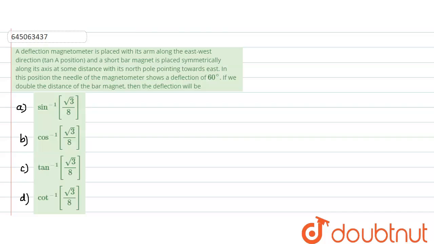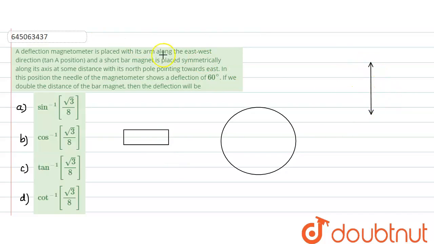Okay, so we just represent it with a situation. Let's say this is our bar magnet, and let's say this is our magnetometer. Now we just draw our east-west, north-south directions. So this is our north-south direction, and this is our east-west direction. We mark this is our east, this is our west, this is our north, and this is our south. So in this direction we are having our deflection magnetometer.